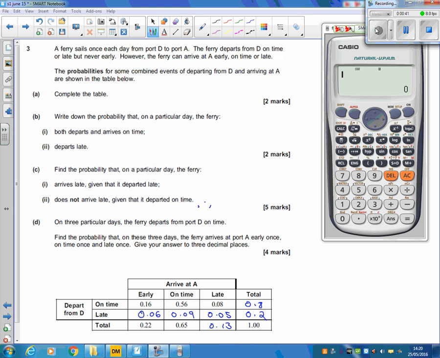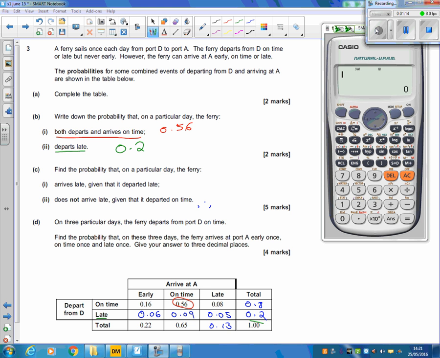So now we can use that table to find out when they depart and arrive on time. Depart and arrive on time would be that 0.56 there. On time, so that's just read off the table, 0.56. The next one we've got then is departs late. Well, departs late is just late here, go all the way to the end. Doesn't matter what the other bit does. We've got 0.2. Just one mark for each of those.